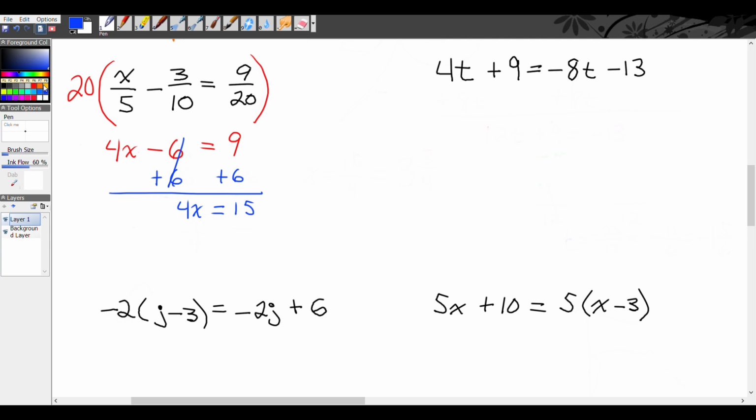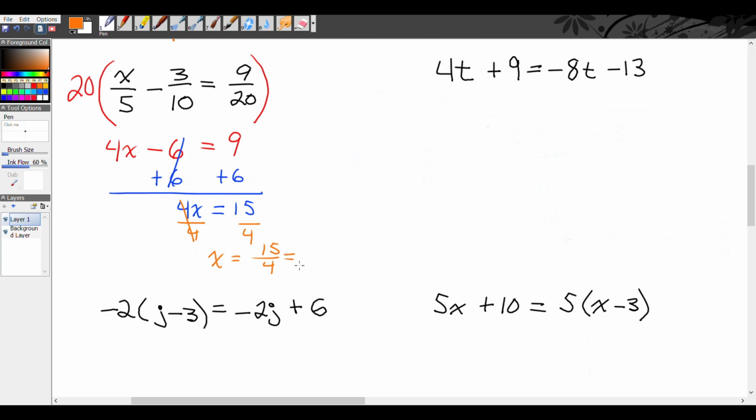And finally, last step here, divide by 4 on both sides. These 4's cancel out, and x equals, and you could write exactly this, 15 over 4. It's okay for your answer to be an improper fraction so long as it is in simplest form.